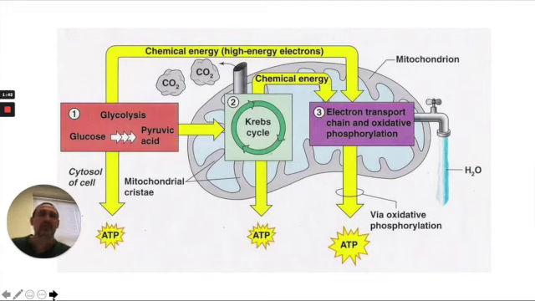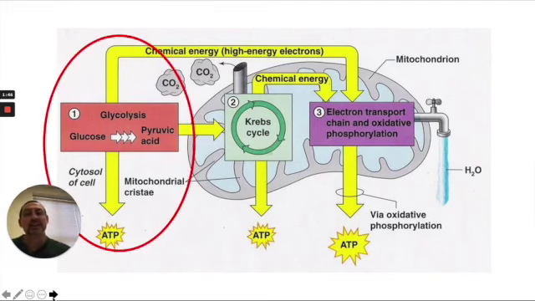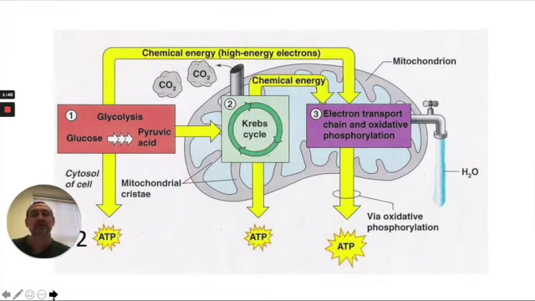Splitting a glucose molecule in stage 1 will yield 2 ATP. It's not a lot of energy, but it is some. This process of glycolysis is happening in the cytoplasm. The pyruvic acid, in the presence of oxygen, can enter the mitochondria and through the Krebs cycle yield another 2 ATP. One of the waste products of that chemical reaction is carbon dioxide.